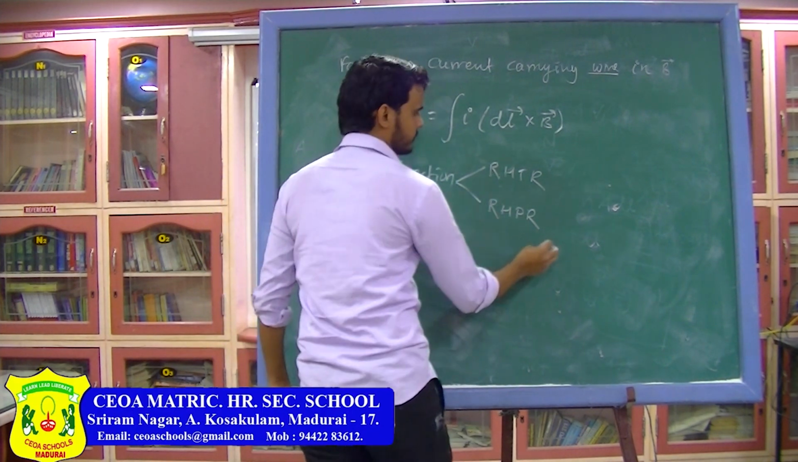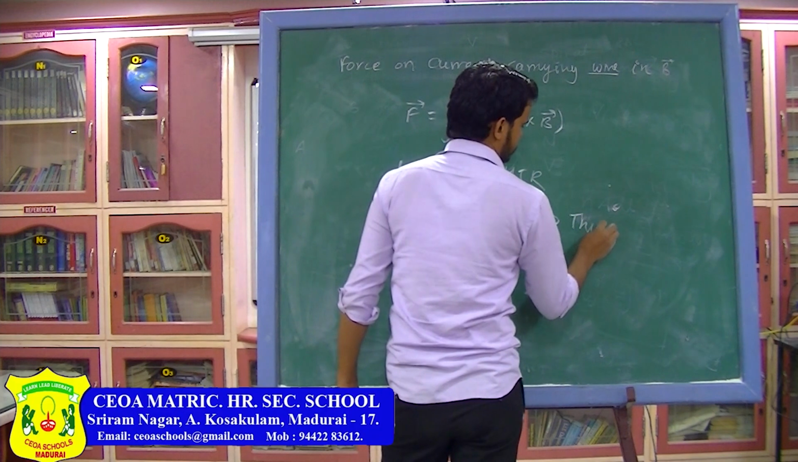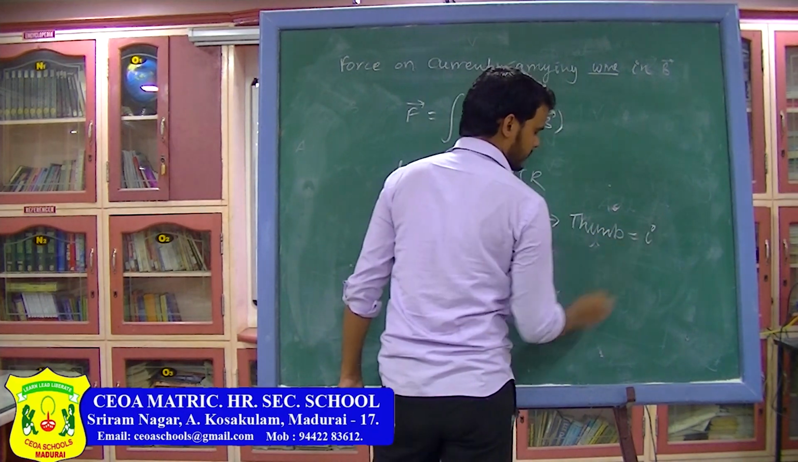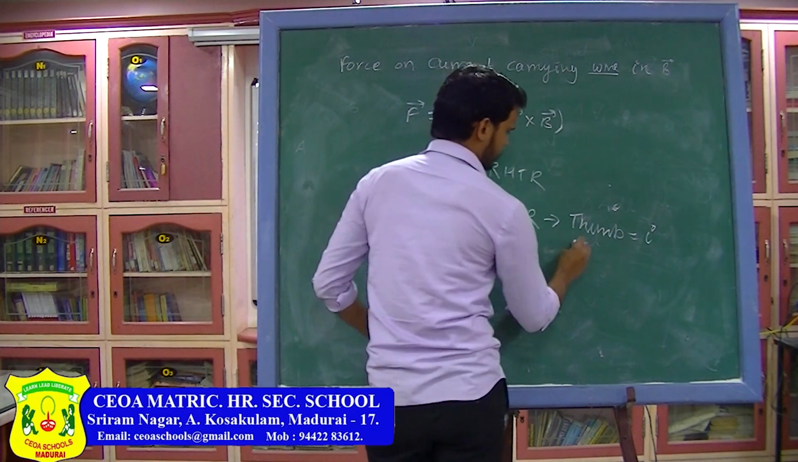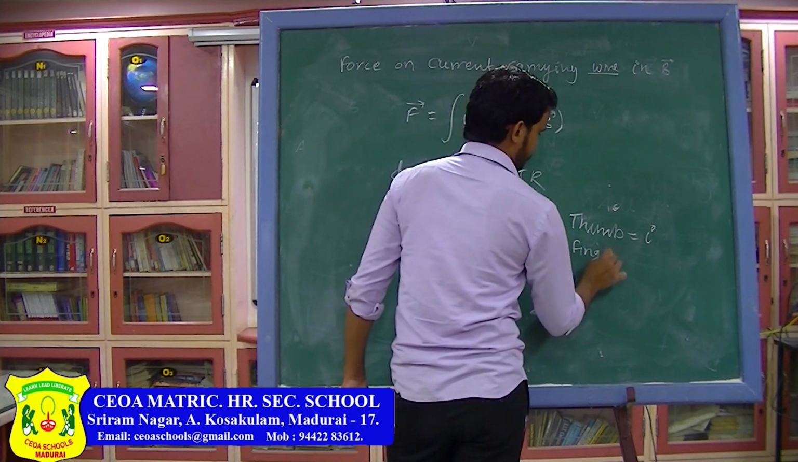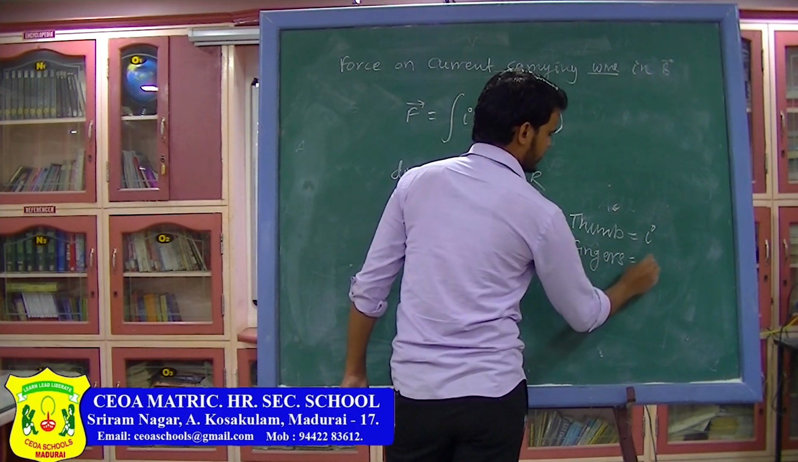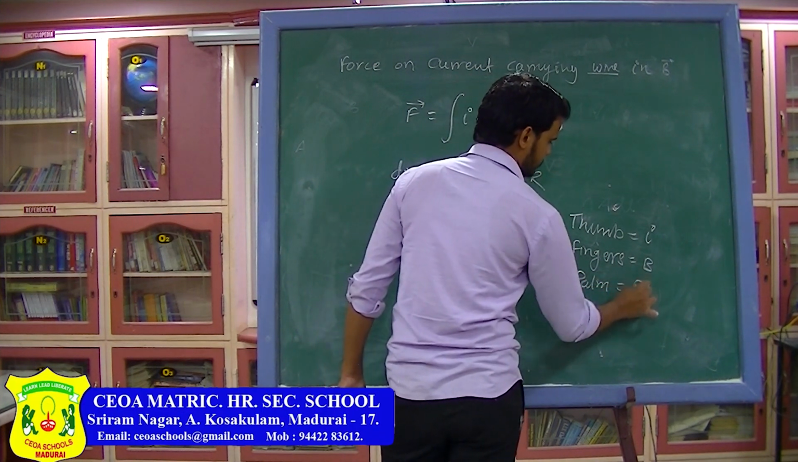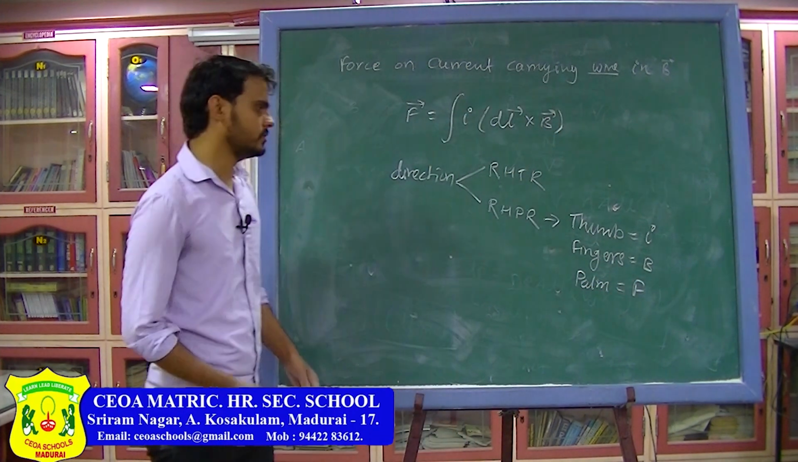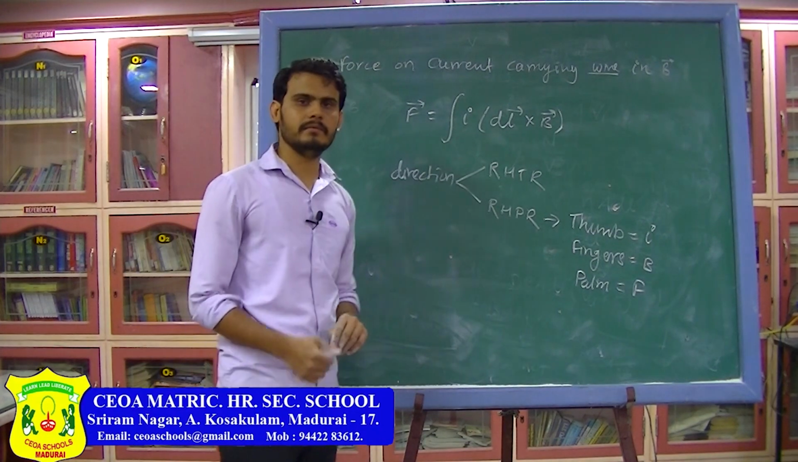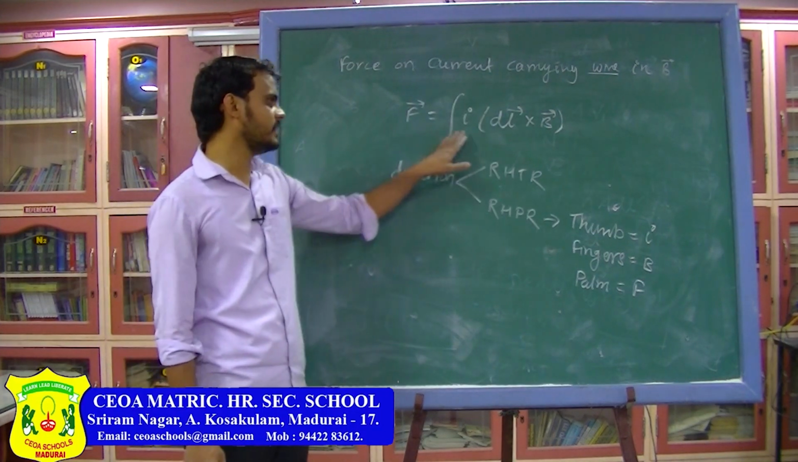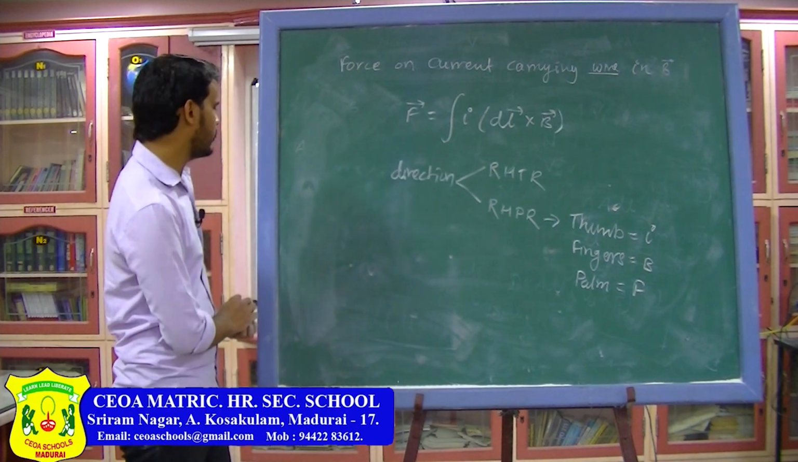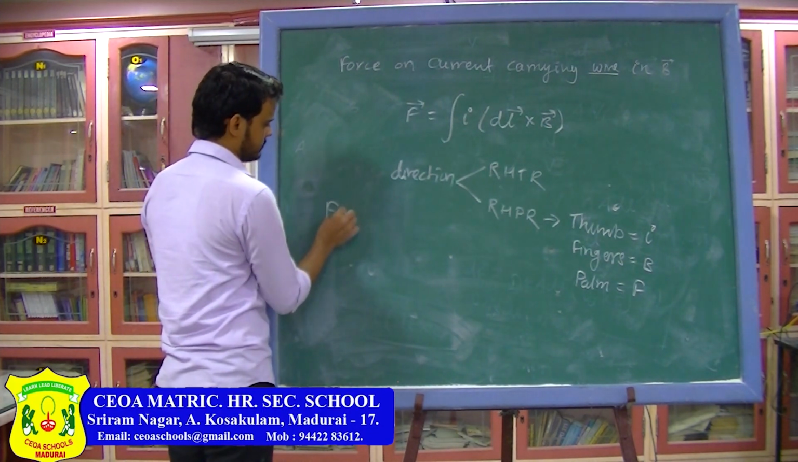And in the right hand palm rule, thumb in the direction of the current, fingers in the direction of magnetic field, and the palm will give you the direction of force. So these are the ways to find the direction of magnetic force on a current carrying wire. There is another law which is called Fleming's left hand rule.